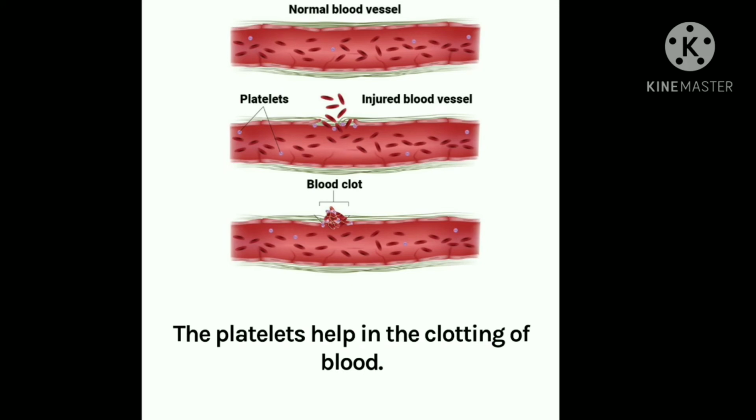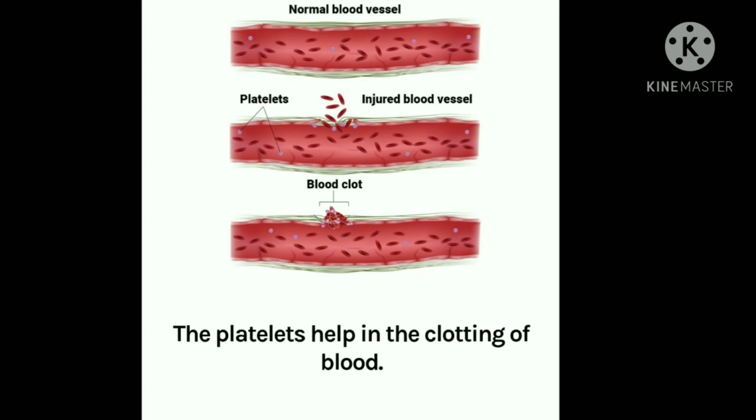Now we will see about the platelets. You are aware that the platelets help in the clotting of the blood. As you are able to see in the diagram, this is the normal blood vessel. If because of injury this blood vessel gets ruptured and blood is coming out, what are the platelets doing? The platelets make the blood clot, by which they stop the blood from coming out of this cut.